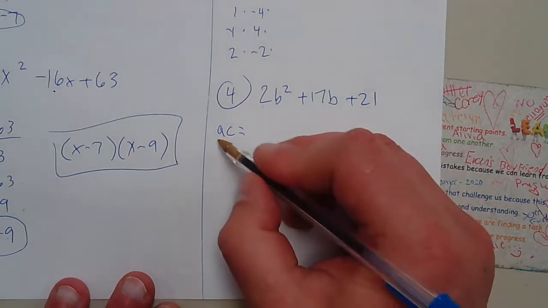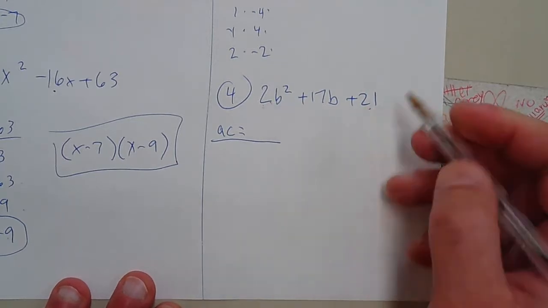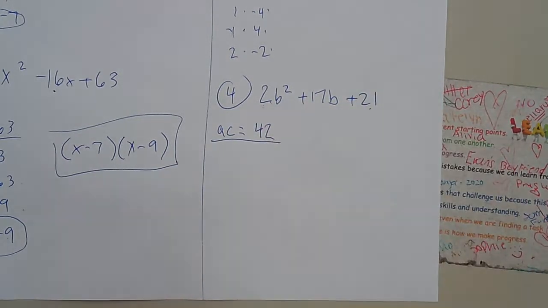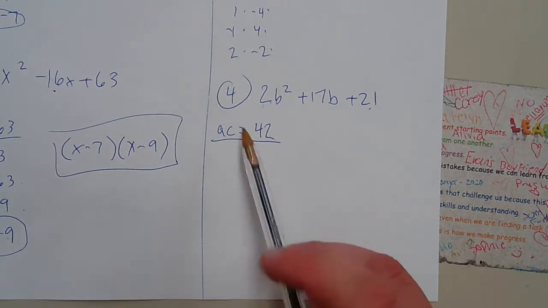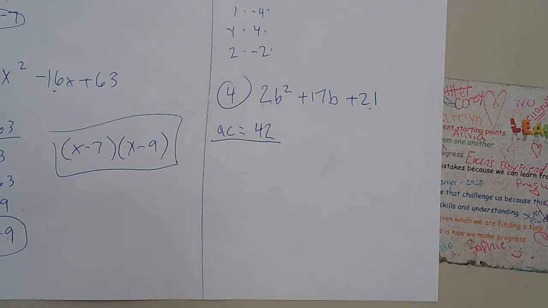So we have to do A times C. So 2 times 21 is 42. All this really changes is that instead of using just C, you have to use AC, because A is not 1 anymore. So this is kind of the shortcut, the method that you're going to roll with this.